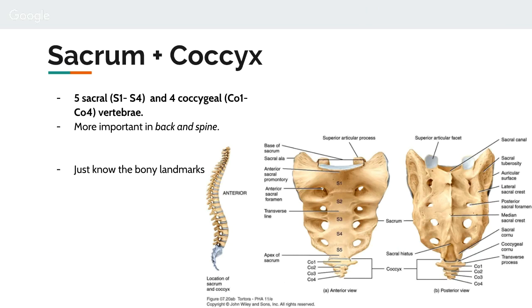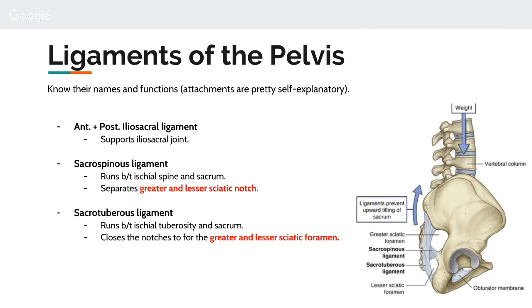Sacrum, coccyx, they exist. You have a bone and spine, back and spine lecture, I'm pretty sure. They'll go through it in more detail. Just know what runs where. The ligaments are pretty important. So the sacrospinous and the sacrotuberous, they're what make up the greater and lesser sciatic foramen. And they're all to do with supporting the hip and making sure things don't go wrong.